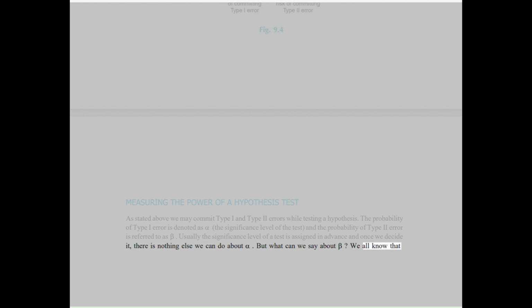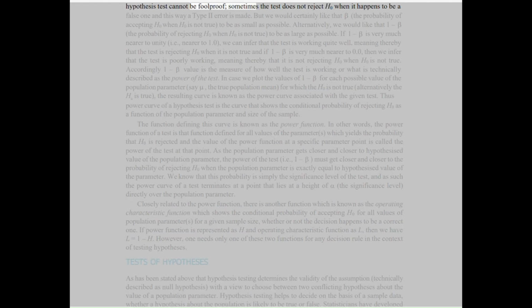We all know that hypothesis test cannot be foolproof. Sometimes the test does not reject H0 when it happens to be a false one, and this way a type 2 error is made.